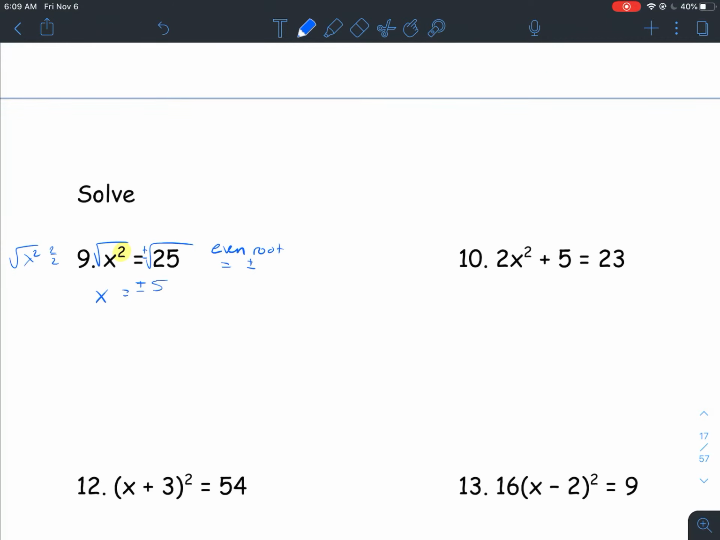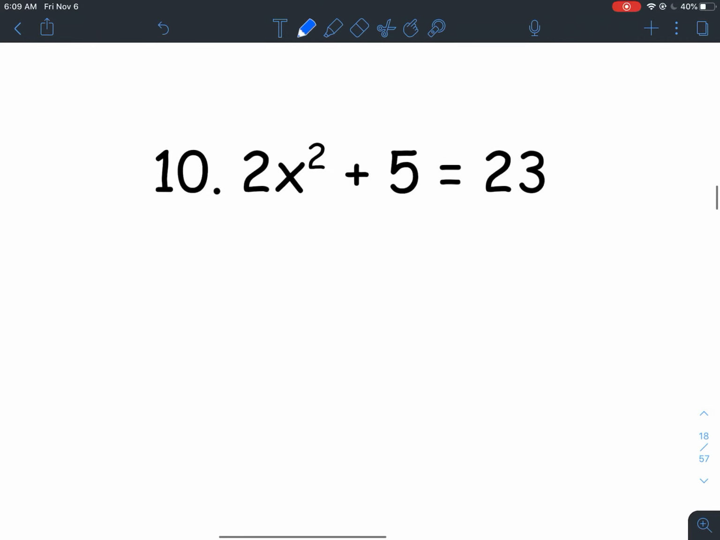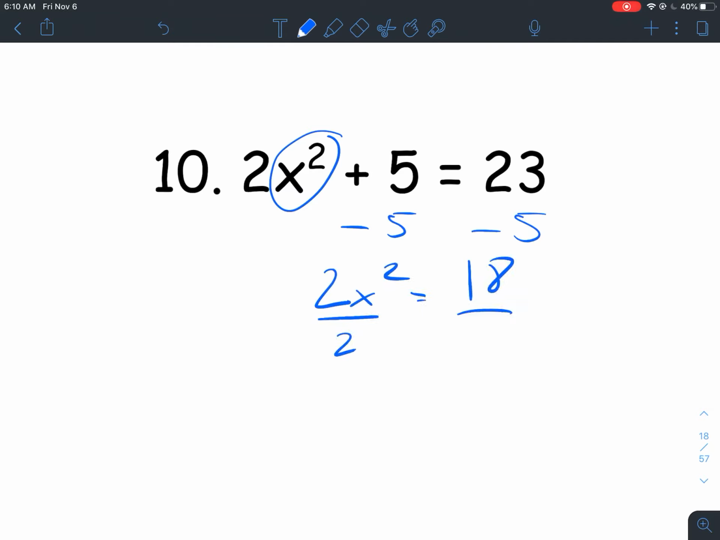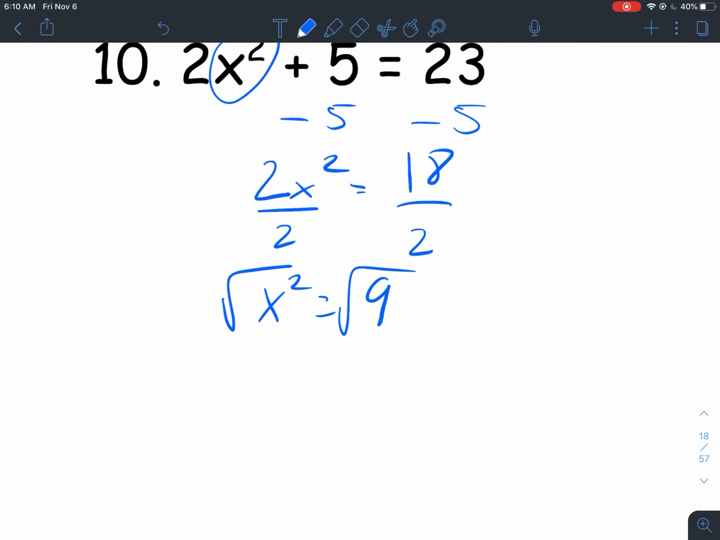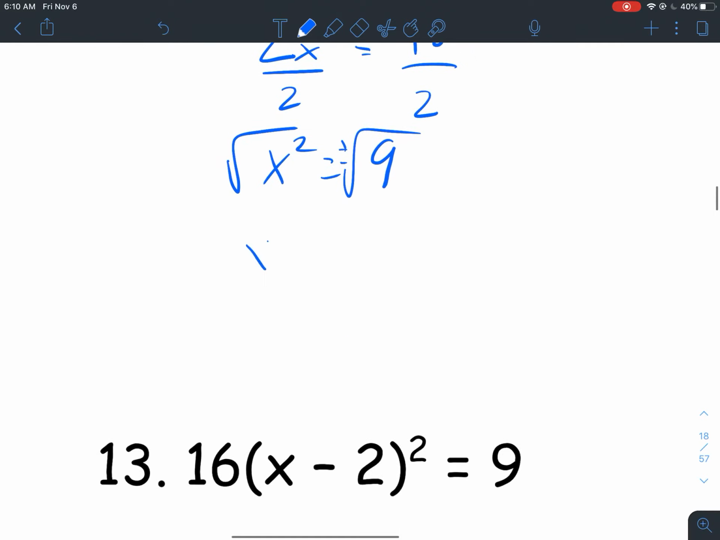All right, let's go ahead and try the next one. So in this one, we need to get the x by itself. That's going to be your goal here. So first, let's get rid of the 5. So when we do that, we get 2x squared equals 18. We're going to divide by 2. I get x squared equals 9. So again, I'm going to take the square root of both sides. It's an even number, so I got to do plus minus. And I get x equals plus minus 3.